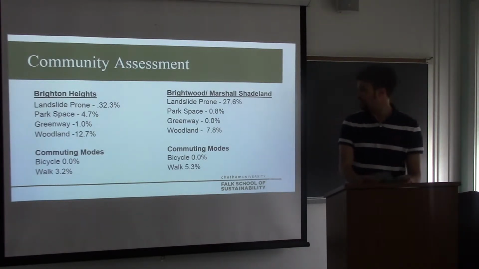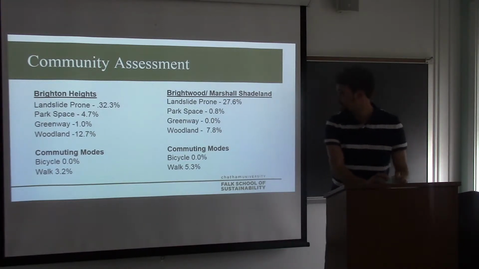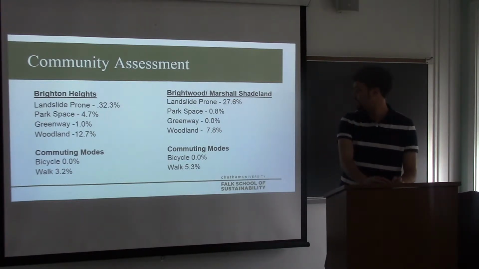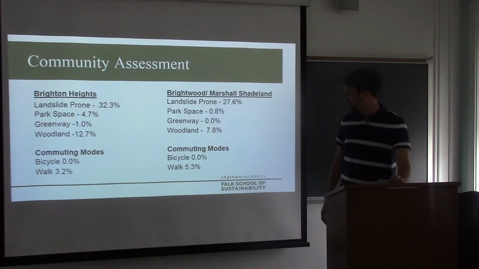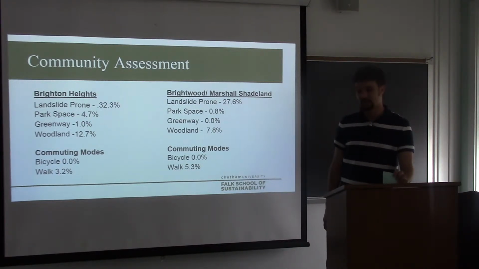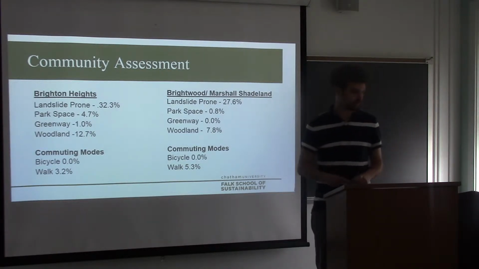So to give you an idea of what the community assessment group did, which I was a part of, we noticed things like there's a very significant amount of landslide prone area. This is a limitation to consider when considering suggestions. However, there is also a limited amount of greenway and park space and a limited amount of bicycle and walking options when it comes to modes of transportation, and these we all see as opportunities for improvement.